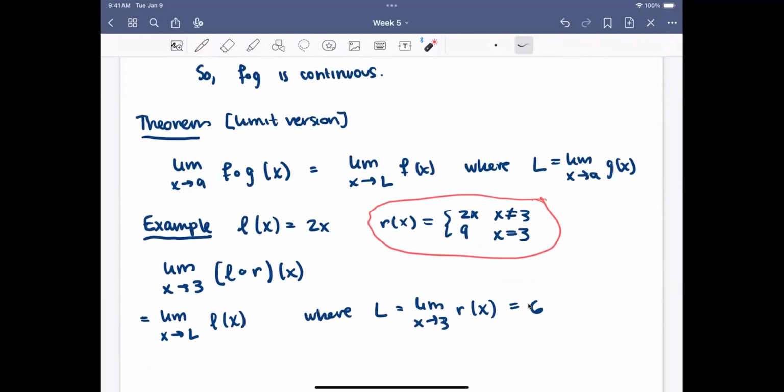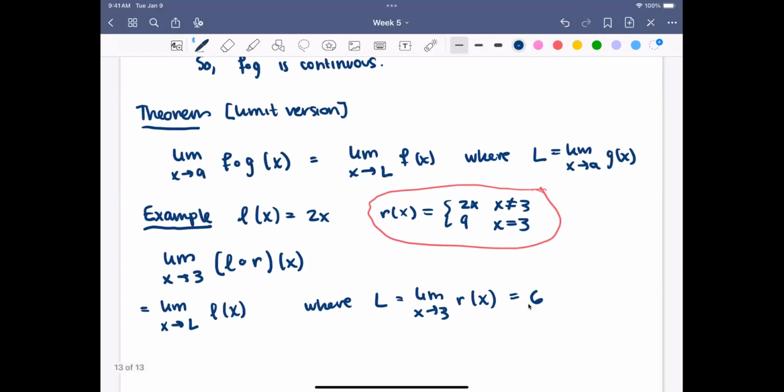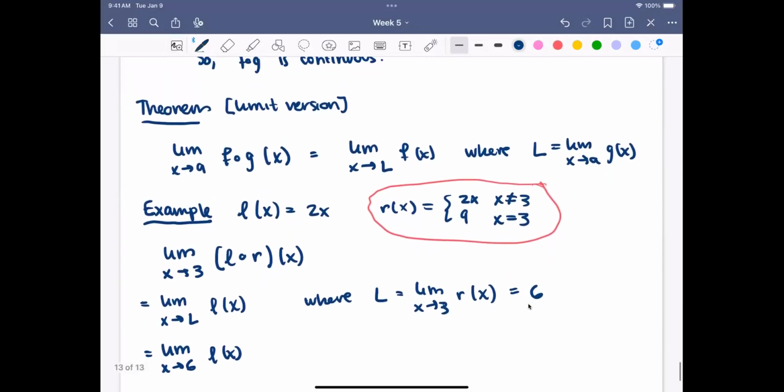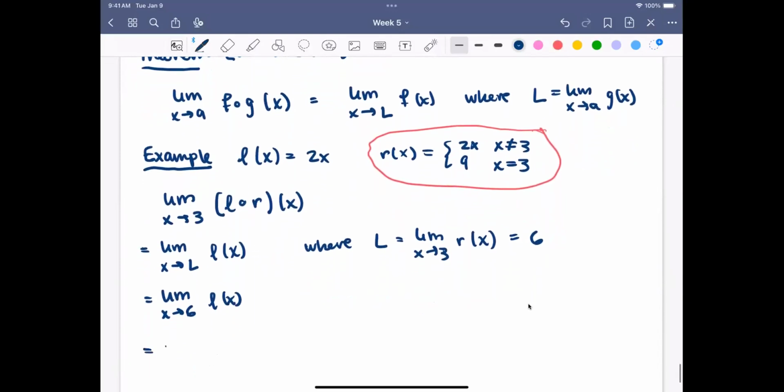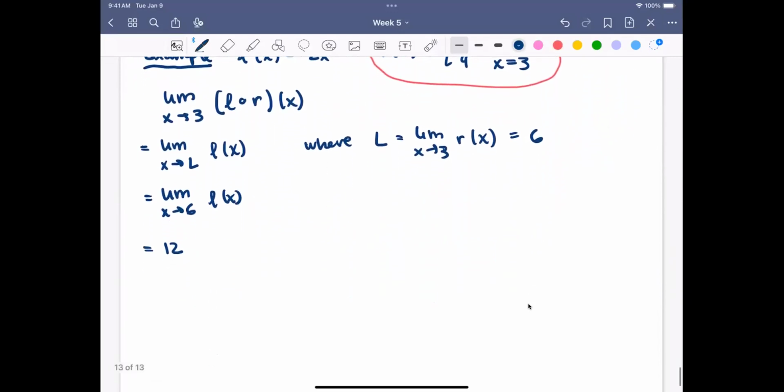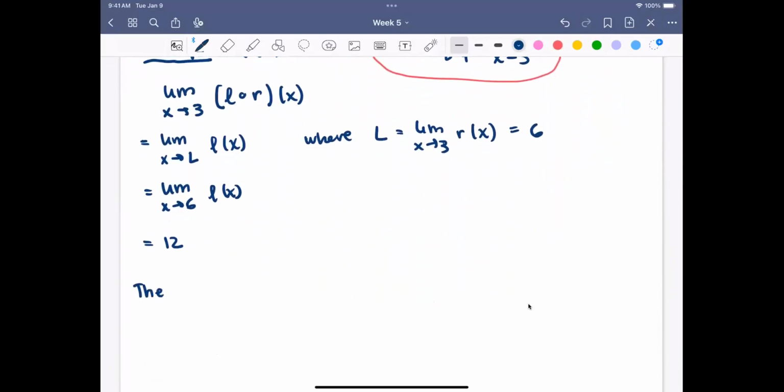Okay, so going back to this example, we know this limit is 6. So now I'm doing down here the limit as x approaches 6 of L of x, and L is continuous, so this is just 12. All right, is this calculation okay? Okay, so now I'll get the rule that deals with R of x. And Dan calls this the switcheroo. It's a fancy name.